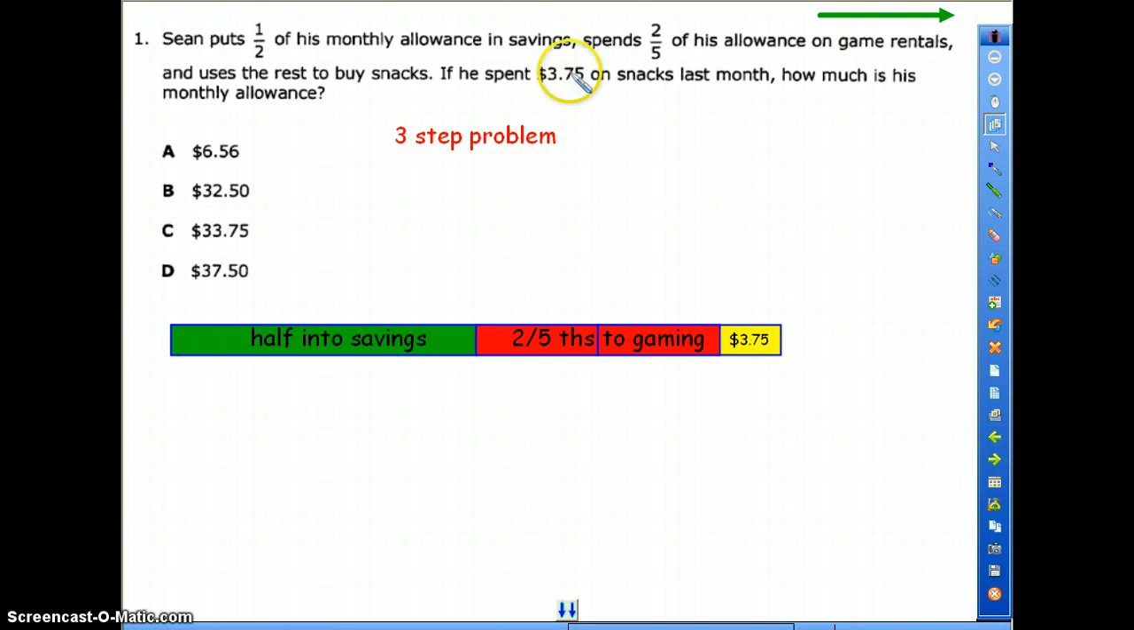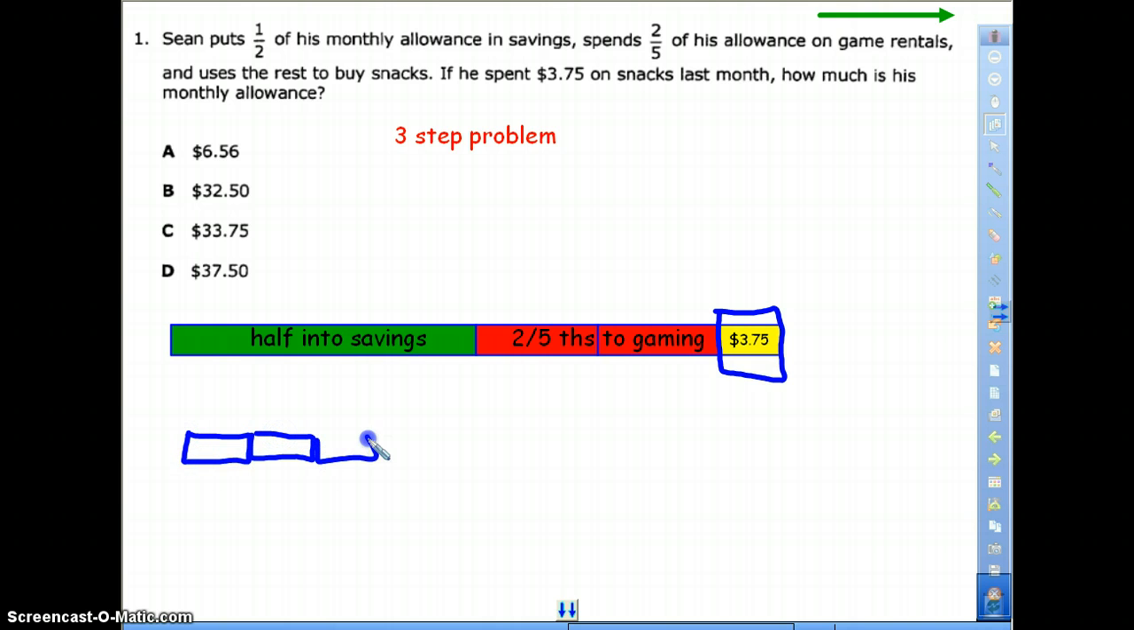And how much did he spend on snacks? $3.75. So I know that this size piece represents $3.75. I wonder how many of that size piece fits into this entire bar. Because if I had $3.75 plus another $3.75 plus another $3.75, and I took it all out to the length of this bar, then I could just add them all up. Okay? I'm going to give you guys a hint. Try looking at common denominators, and then that'll help you figure out what his total allowance was.